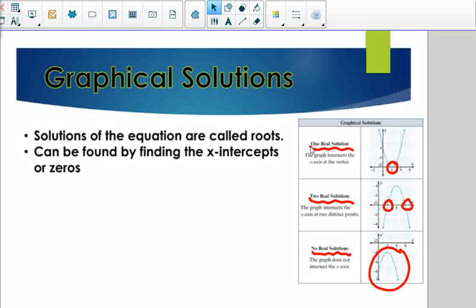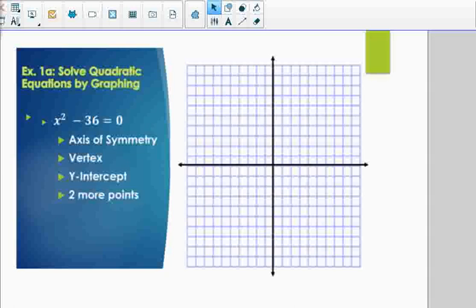Now, if you say that's one real solution, you have to tell me what the x variable is. If you say it's 2, you have to explain or write down what the 2 x values are. If it's no solution, just write no real solution. So let's look at an example. Solve the quadratic equation by graphing.